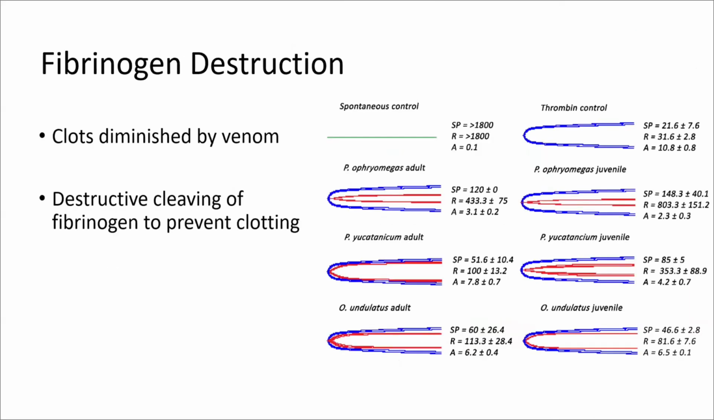Back to the anticoagulant venoms. This is an assay where we incubate the venom with fibrinogen for half an hour and then add thrombin to see if the venom has degraded fibrinogen to prevent clots from being formed. So we showed that all of the Porthidium species were showing fibrinogen destruction, with the juvenile Porthidium eucutaneum being a little bit more potent than the adult. And the same for Ophryacus undulatus.